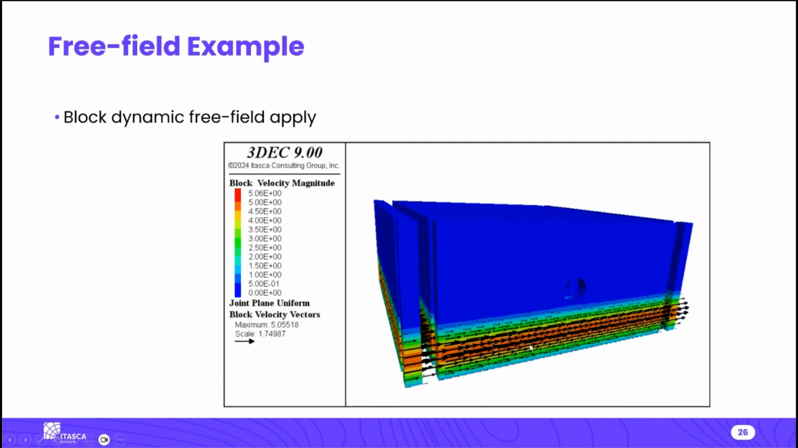So here's the same model that I just showed you with the quiet boundaries. Now we're using these free field boundaries, and using these boundaries is super easy. It's just one command: block dynamic free field apply. By default, it assumes that you want the boundaries on the sides. You want the top to be a free surface, and you want the bottom to be your source. So basically, it's assuming that Z is vertical. It will automatically put these free field boundaries on the left, the right, and the front, and the back.